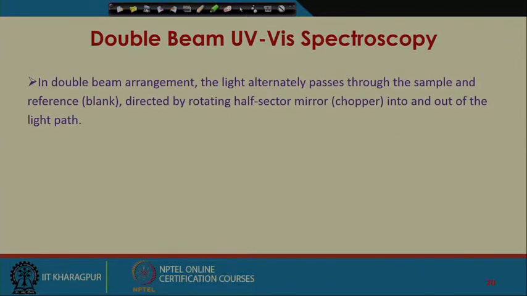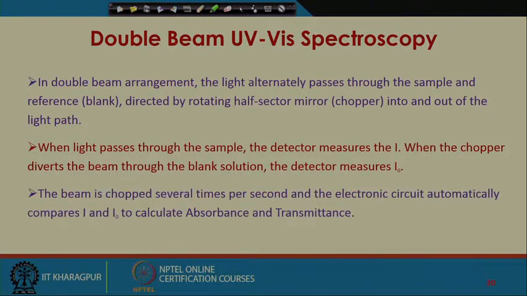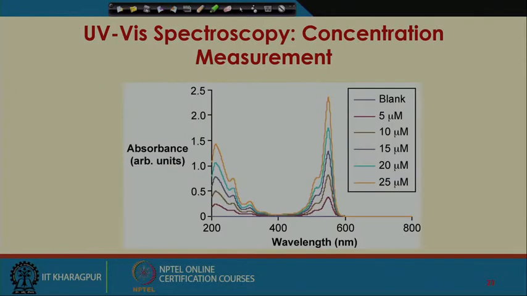In double beam arrangement, the light alternately passes through the sample and reference, directed by a rotating half sector mirror or chopper into and out of the light path. When light passes through the sample, the detector measures I. When the chopper diverts the beam through the blank solution, the detector measures I0. The beam is chopped several times per second and the electronic circuit automatically compares I and I0 to calculate absorbance and transmittance. So, now let us see how we can measure concentration using UV-Vis spectrophotometer.